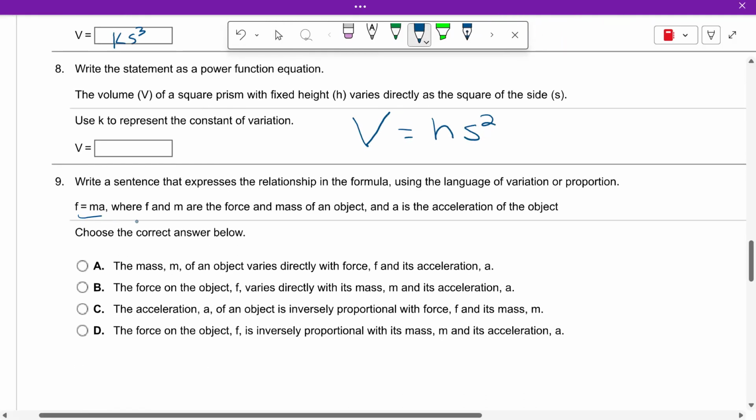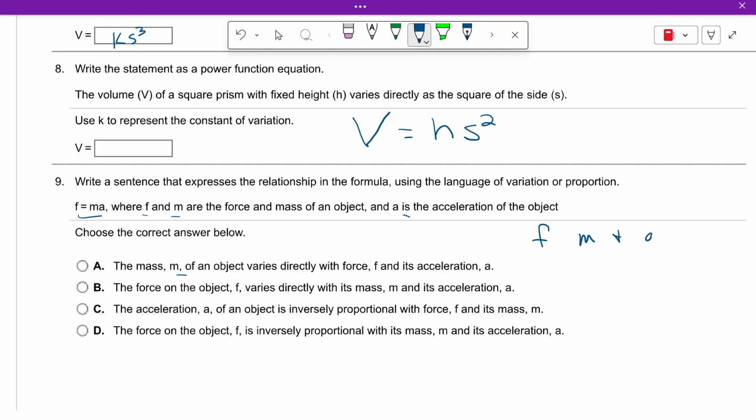If force equals mass times acceleration, where F is the force, m is the mass, and a is the acceleration, so the force varies directly with the mass and the acceleration, which is choice B.